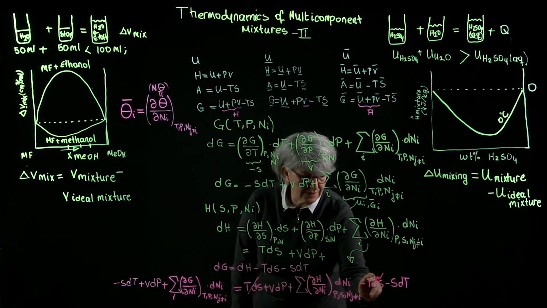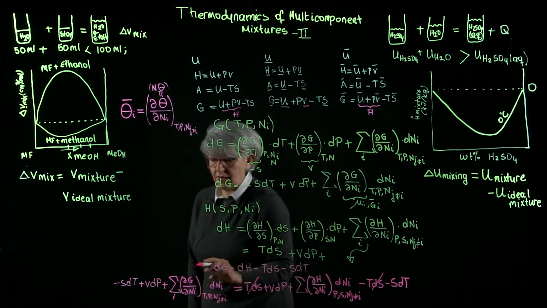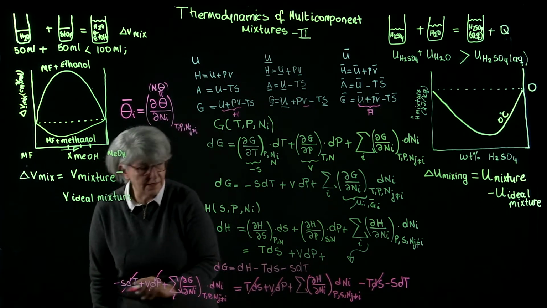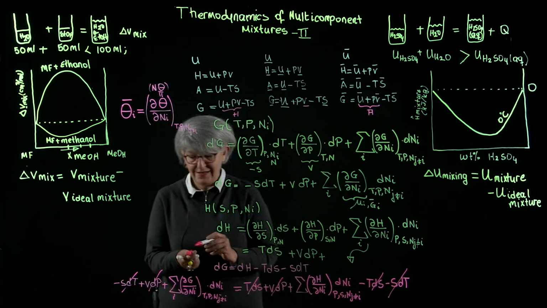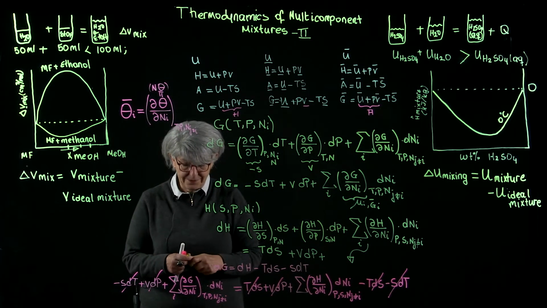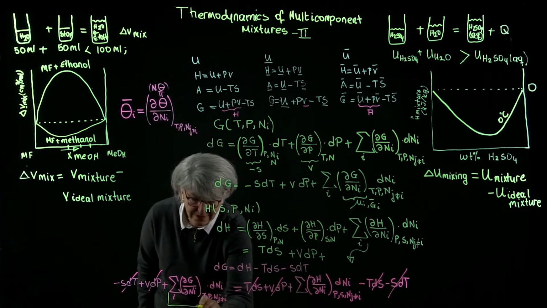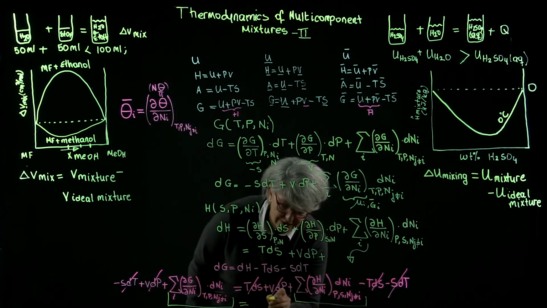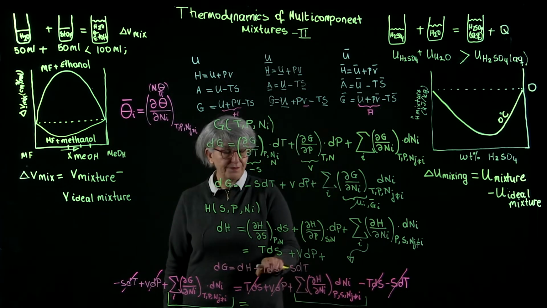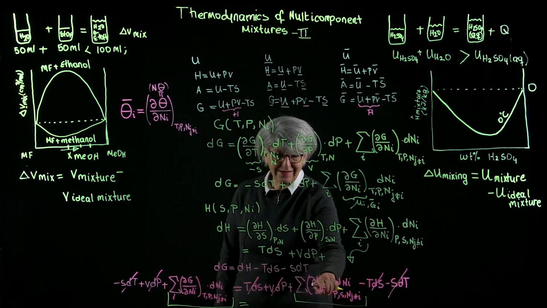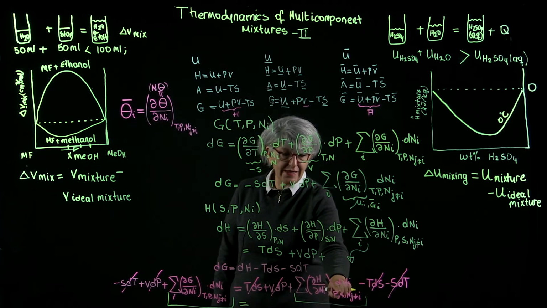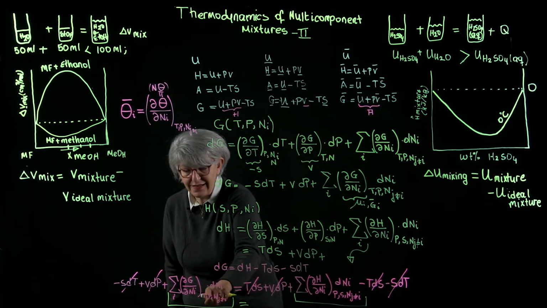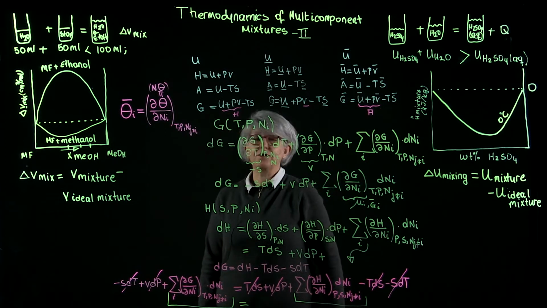TdS cancels with minus TdS. This VdP cancels with this VdP. This SdT cancels with this SdT. And I have this equals to that. All right? So, del H over del Ni at constant S, P, Nj different from i is equal to del G over del Ni at constant T, P, Nj different from i.